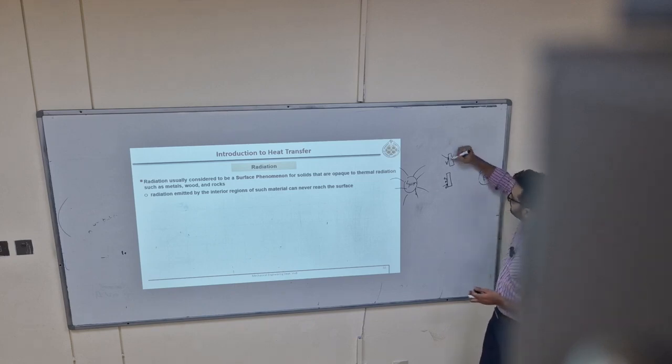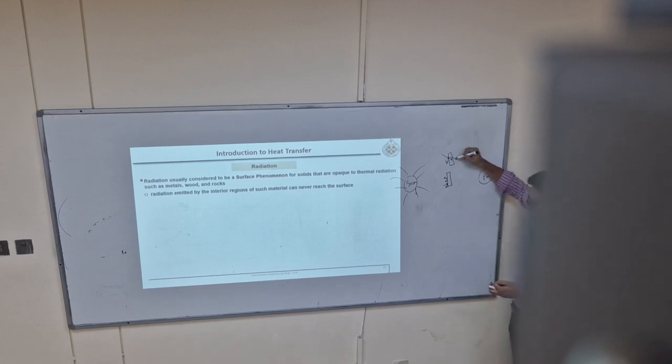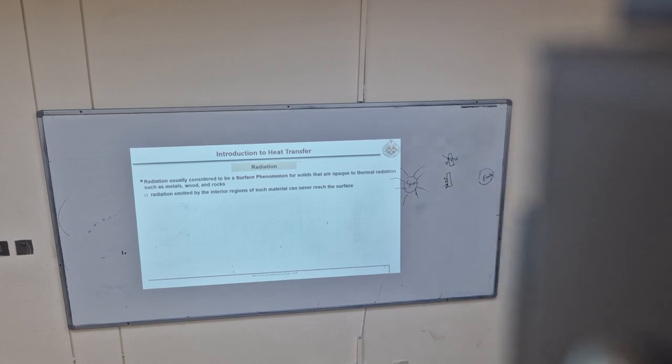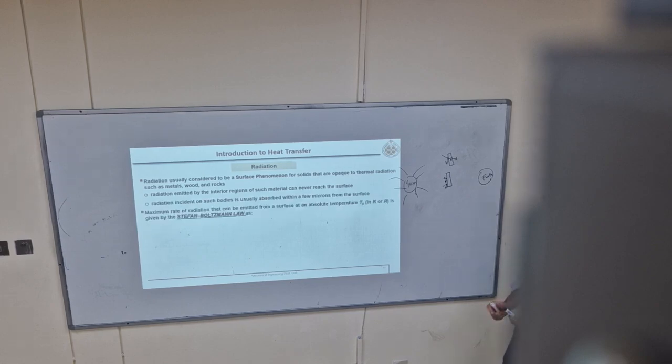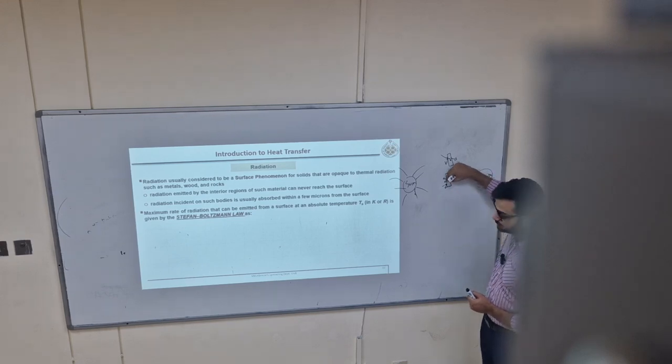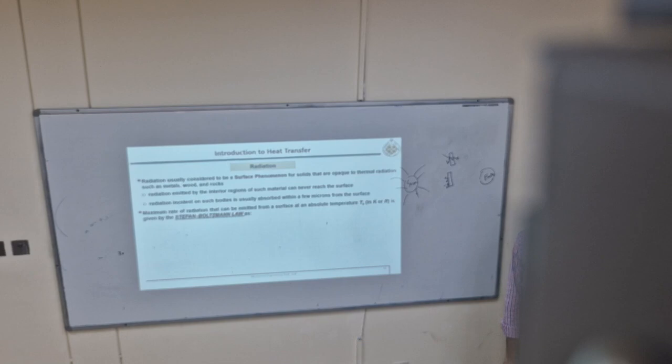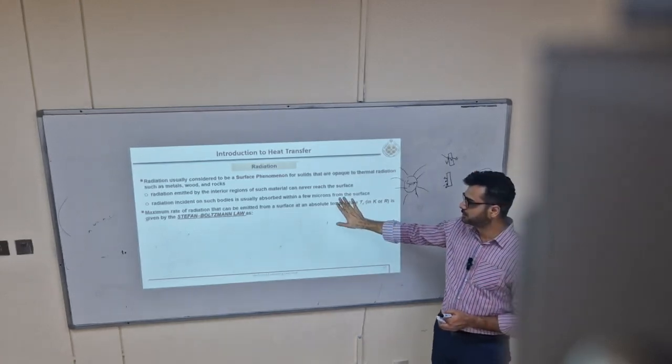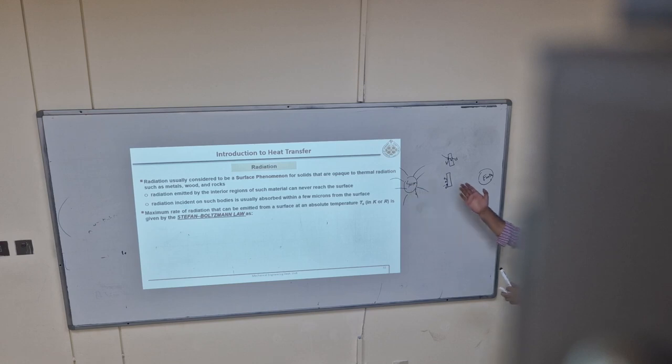So some of it will be reflected, some of it will be absorbed, some of it will be transmitted. So the whole volume is taking part in this radiation transfer or radiation exchange. But in the case of an opaque solid, it's just a surface phenomenon. Okay. Because in an opaque solid, it's only a few microns on the surface which take part in that radiation heat transfer.